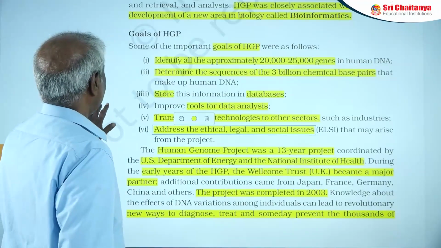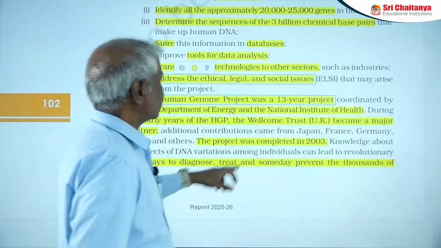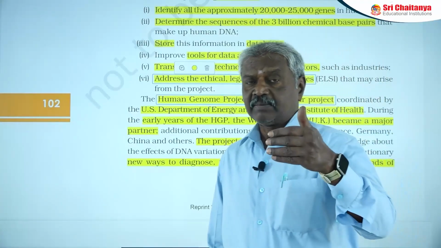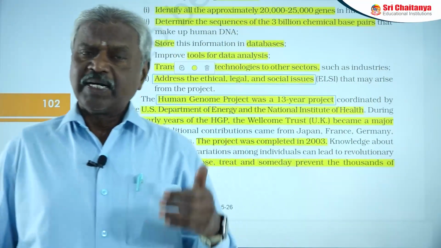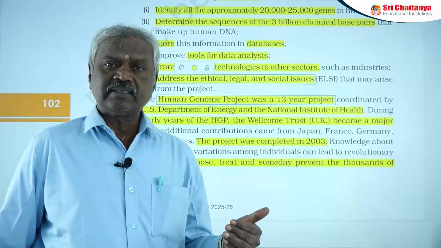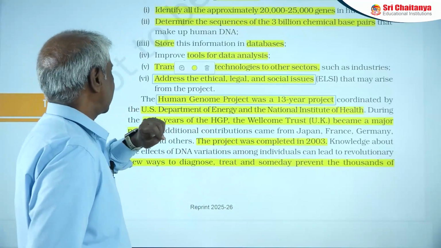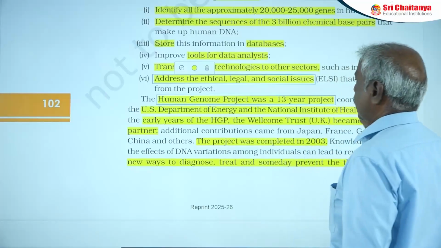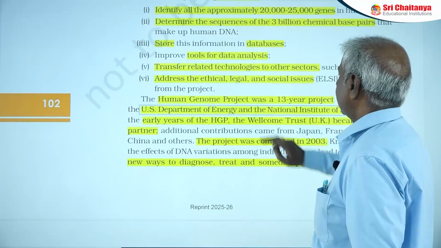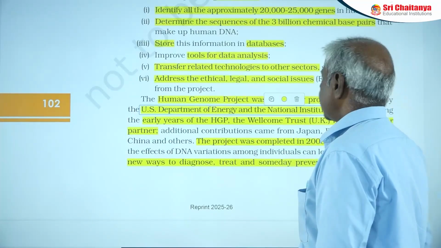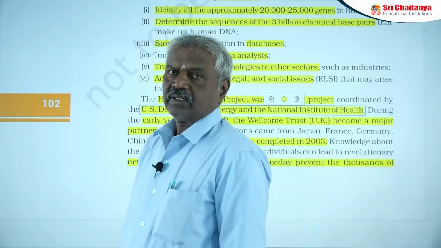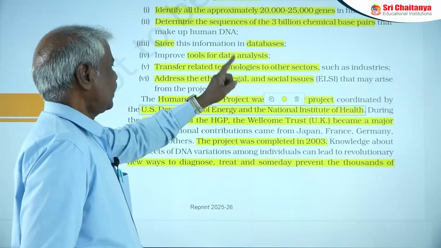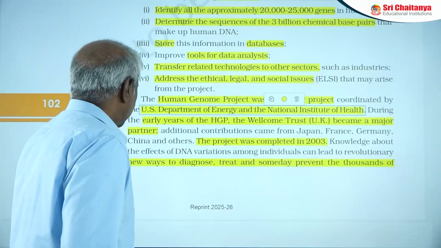Then after that, already I told you that the Human Genome Project was a 13 year project. 13 years. Started in the year 1990, completed in 2003. 2003, that means a 13 year project here. In the previous question you can see, it was coordinated by the US Department of Energy and the National Institute of Health. The US Department of Energy and the National Institute of Health coordinated this program.